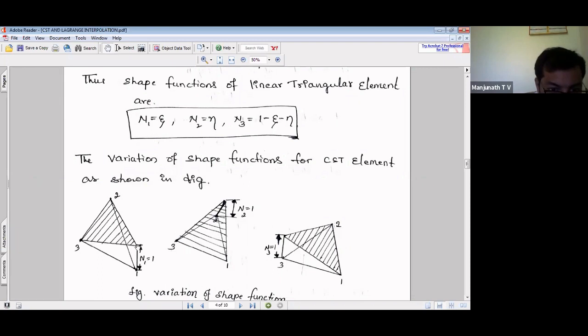Similarly, whatever point you consider, connected to node number 2 and node number 3, only that particular area you draw these lines. In this particular area, the n1 value decreases.